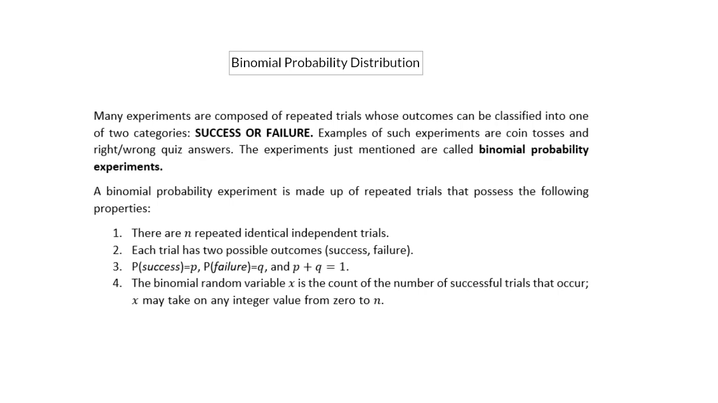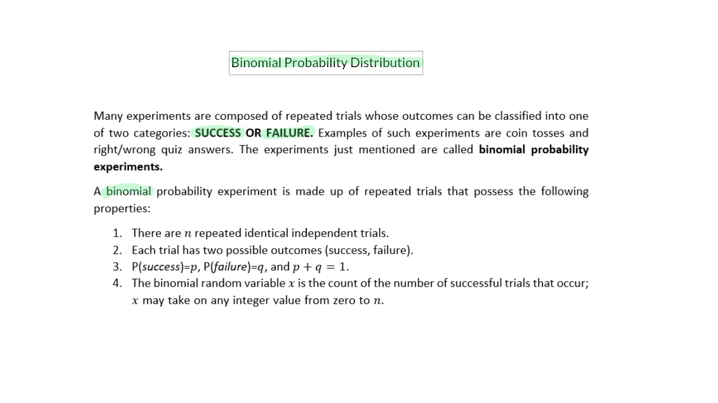I'm here today to talk about the binomial probability distribution. Are you ready? Let's go. Many experiments are composed of repeated trials whose outcomes can be classified into one of two categories, success or failure. Examples of such experiments are coin tosses and right-wrong quiz answers. The experiments just mentioned are called binomial probability experiments.